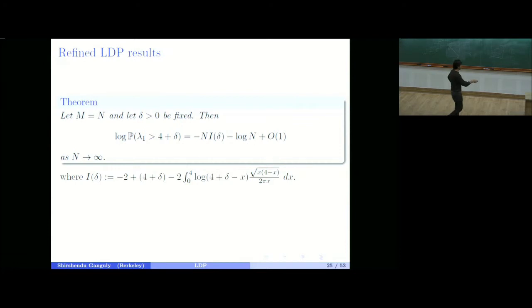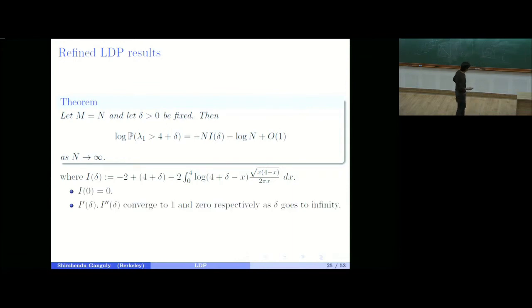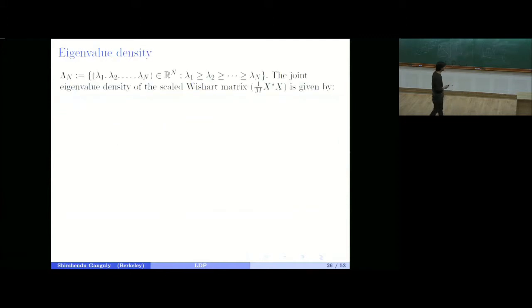There is some complicated expression for the rate function, but let's not worry about that. Let's skip it. I has some nice properties. So how does one try to prove this?